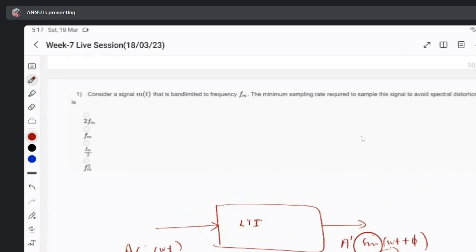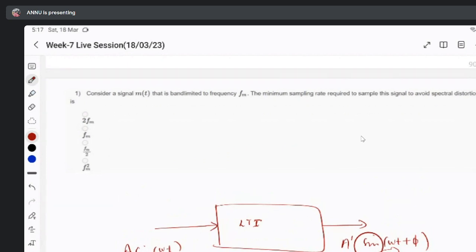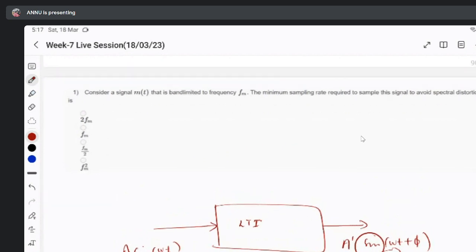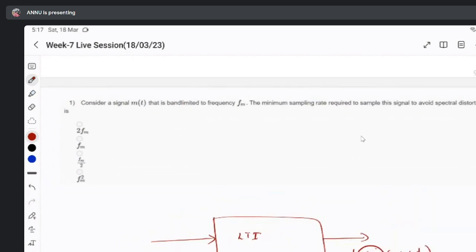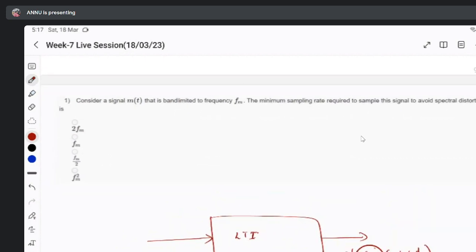So let us solve this question quickly. Consider the signal m(t) that is band limited to frequency fm. I just want to know whether the questions I discuss here might be the same questions for you or might be different, because I'm discussing questions which came in the previous course.